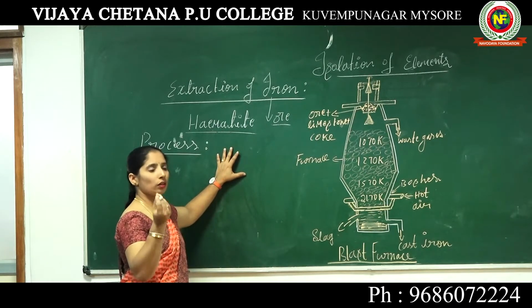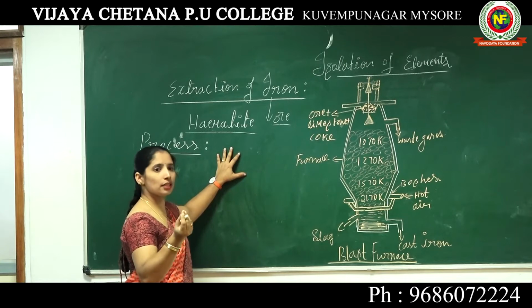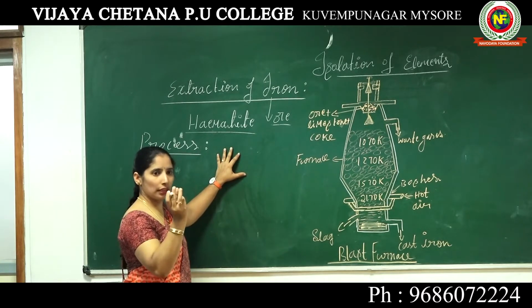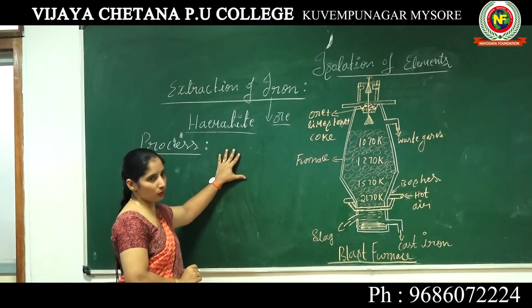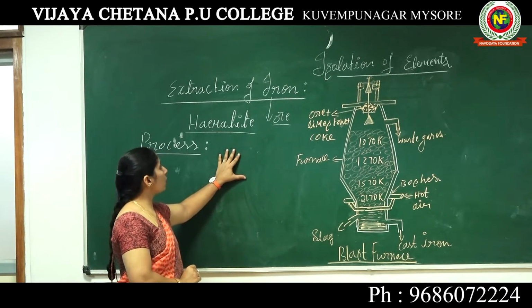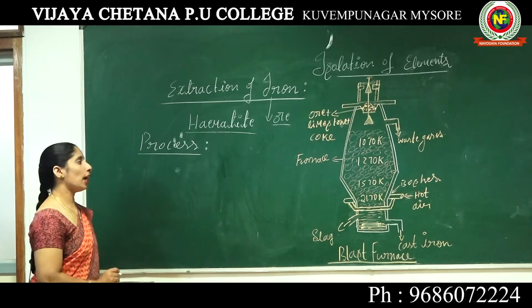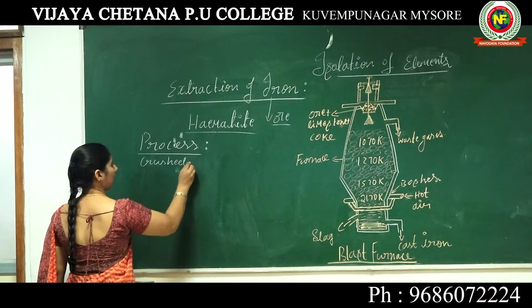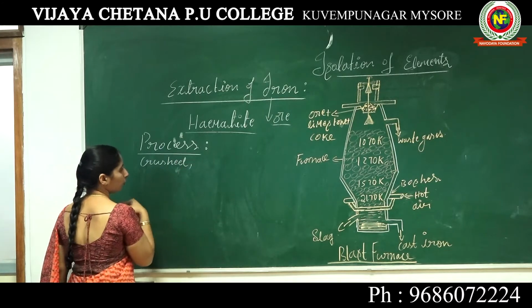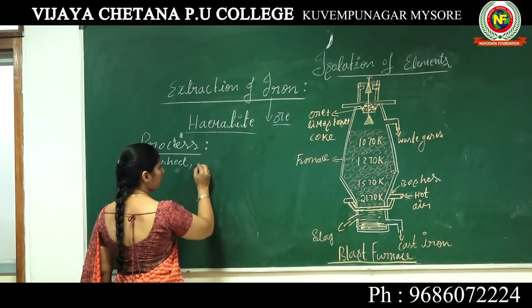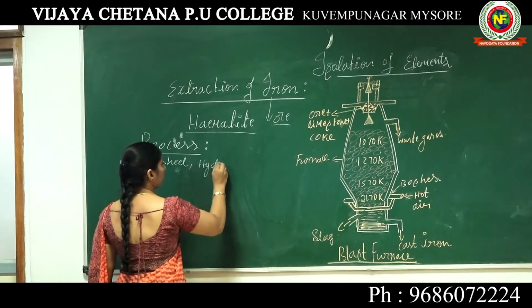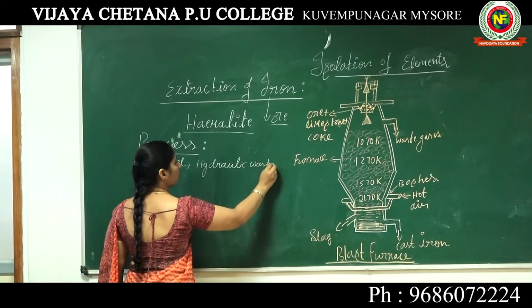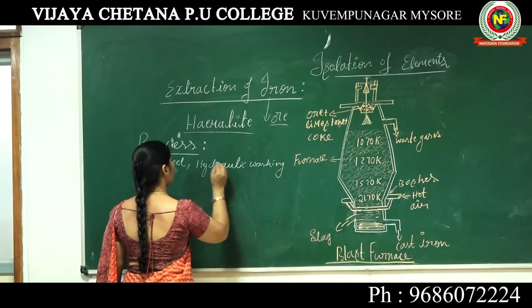The impure materials and particles get washed away along with the water, and the hematite ore is concentrated. Next we crush it to a fine powder, then concentrate the ore by hydraulic washing.